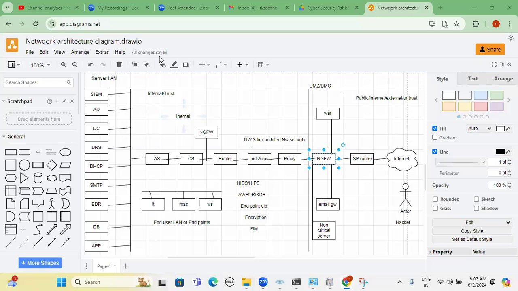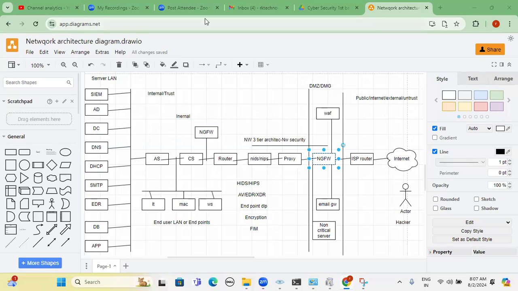If it is a WAF and you are using it SaaS based, we can keep it in the DMZ. In case you are using it on-premise, we have to deploy it in the trust or internal zone. It depends. That's what I said. If you are using SaaS based, in most cases we can deploy it in the DMZ.